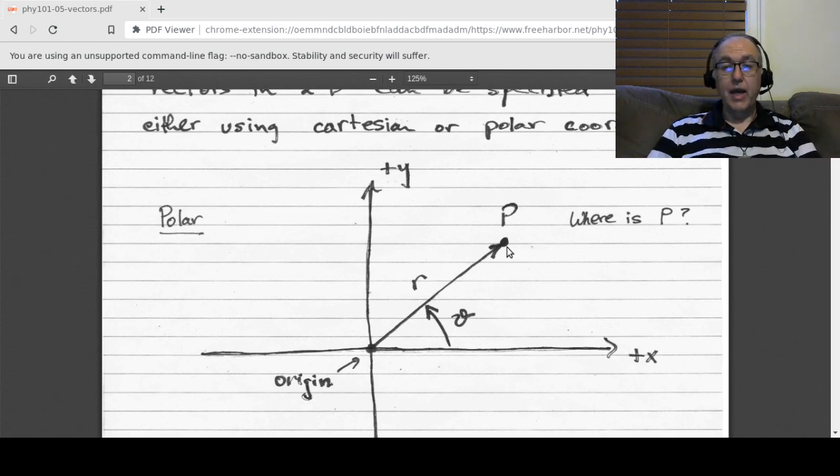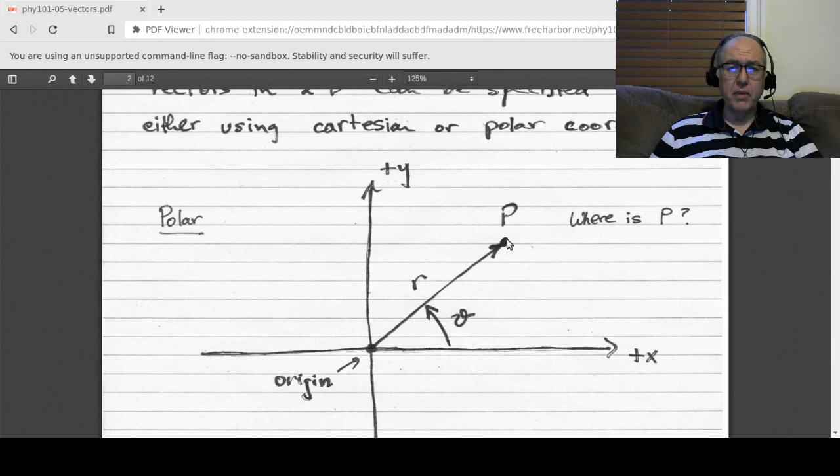We'll call that point P, and I ask the question, where is P? And I expect you to answer that question using a polar scheme, polar coordinates. To get me there, you have to give me those two numbers. Here are the two numbers that you got to give me. One of them is r, okay? R for the radius, and that is the distance that the point P is from the origin.